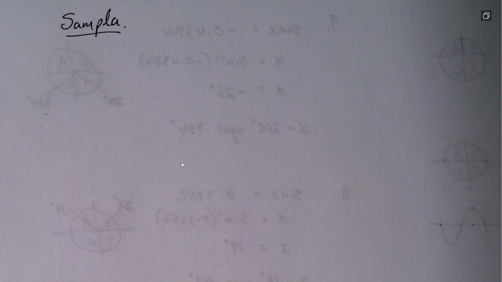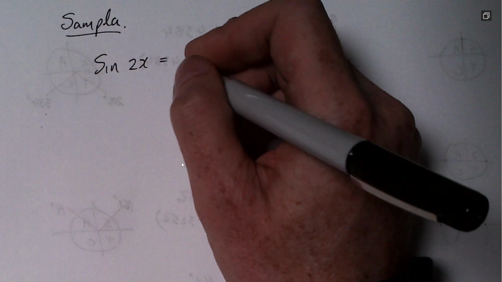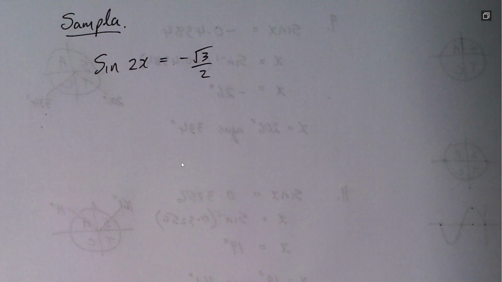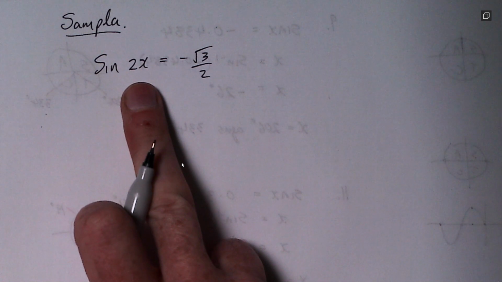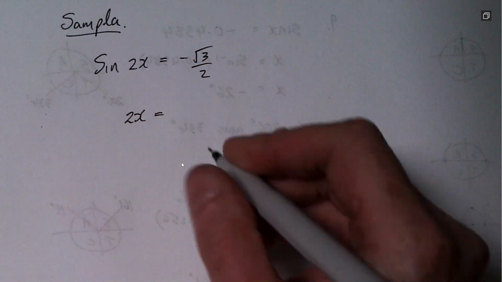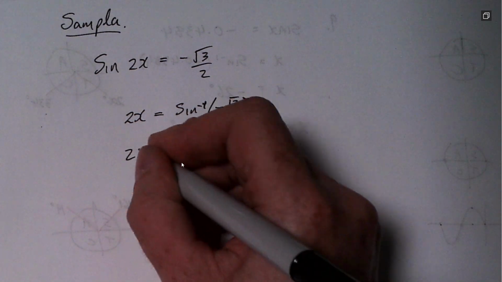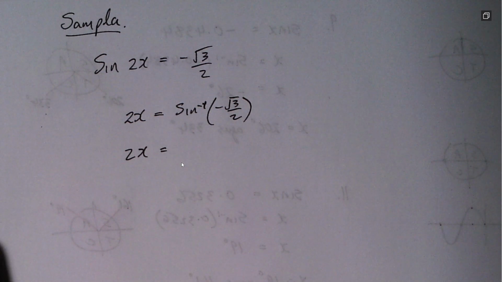Now the next question: sine 2x equals minus square root 3 over 2. Now 2x, that's a problem. It's not saying x, so it's double the angle. So inverse sine of square root 3 over 2, because sine 2x equals minus square root 3 over 2. So that's sine inverse of minus square root 3 over 2, which gives minus 60 degrees.